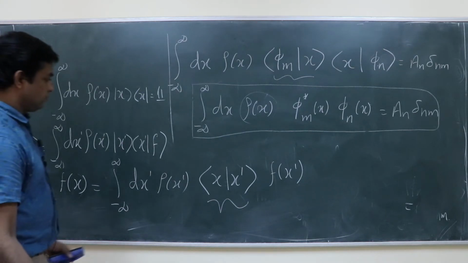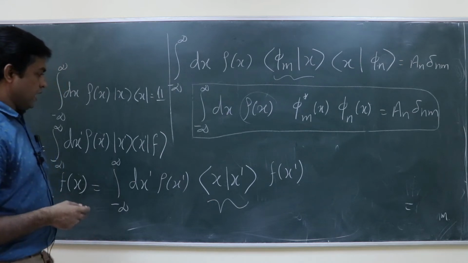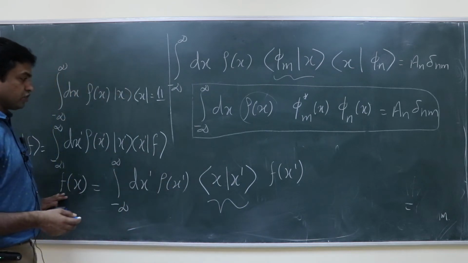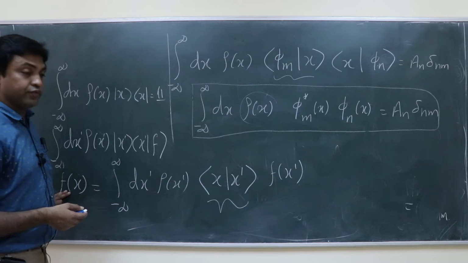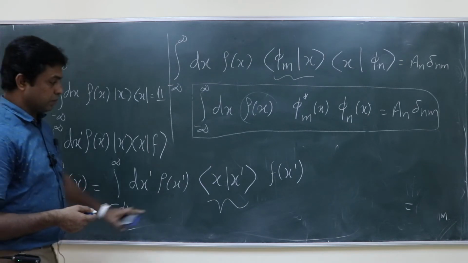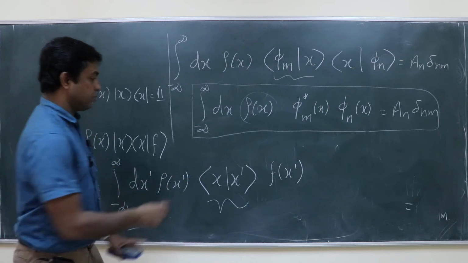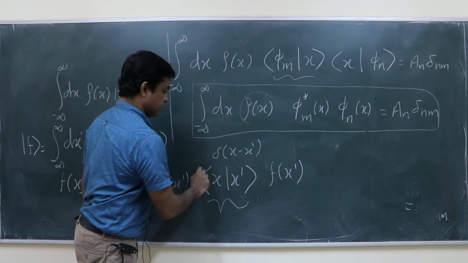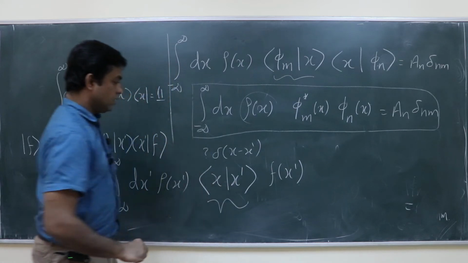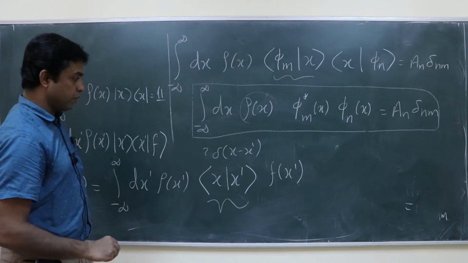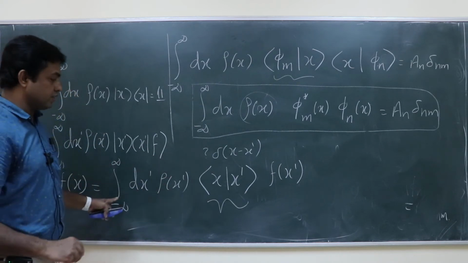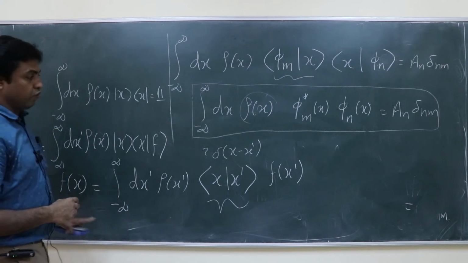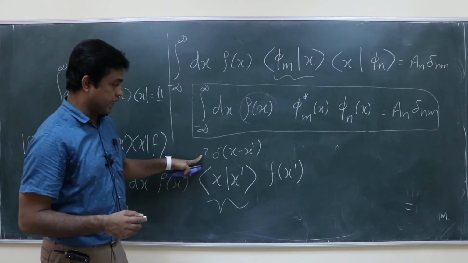So substituting that is satisfying. Yeah. If you substitute delta x minus x prime, you will not get f of x. What you will get is rho of x into f of x, right? Suppose you substitute delta x minus x prime for bra x ket x prime. Using the Dirac delta function property, the right hand side answer is equal to rho of x into f of x. But we have f of x. So obviously this is not equal to delta x minus x prime.